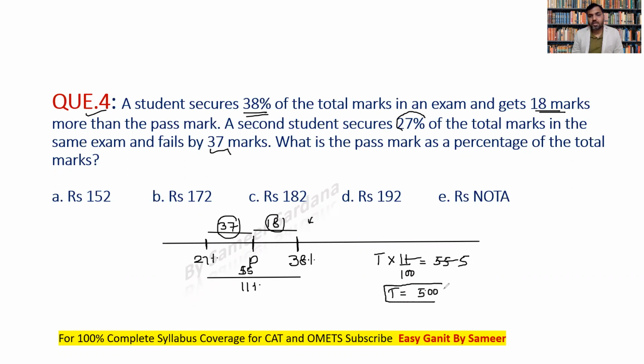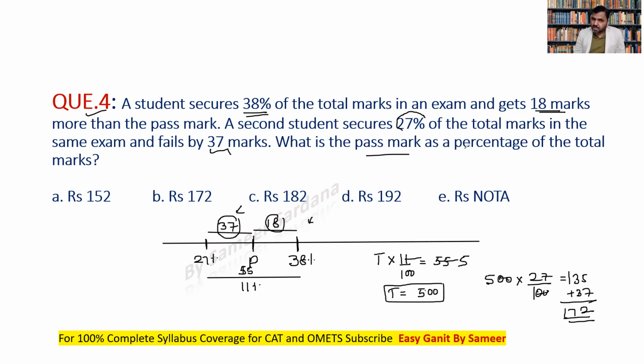Now, the moment you get that the total marks are equal to 500, we are supposed to find out the passing marks. Passing marks will be equal to what? 500 into 27% plus 37. You see that passing marks are 37 more than 27%. 27% of this will be equal to 135, plus 37 is 172. So passing marks are 172.